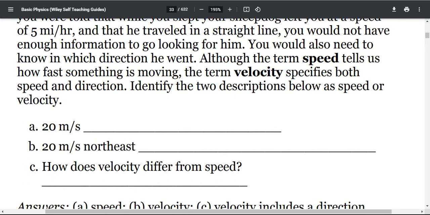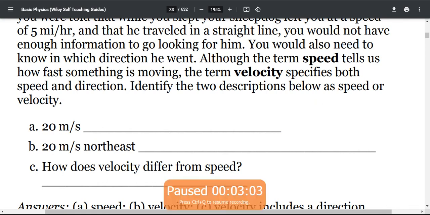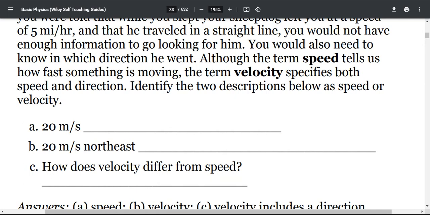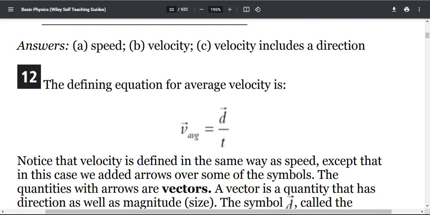Again, speed tells us how fast something is moving, and velocity specifies both speed and direction. How does velocity differ from speed? Speed tells us how fast something is moving, and velocity tells us how fast and in which direction the object is moving. Now we are going to look at the equation of average velocity.